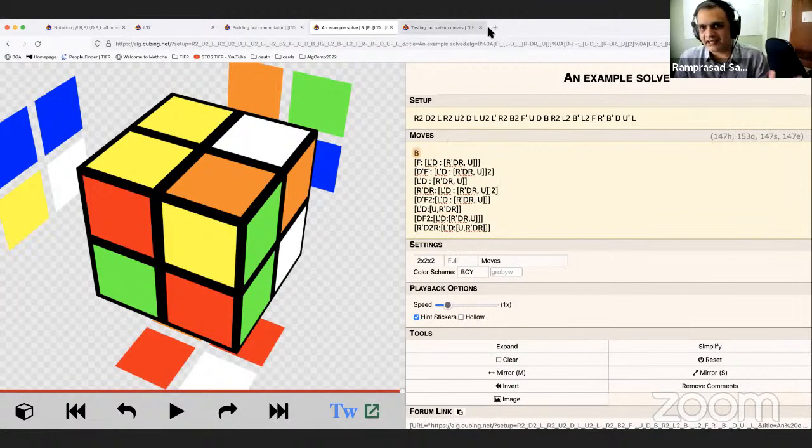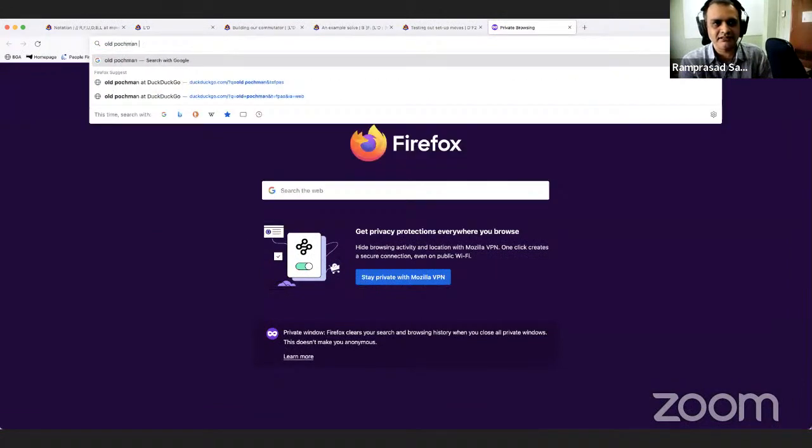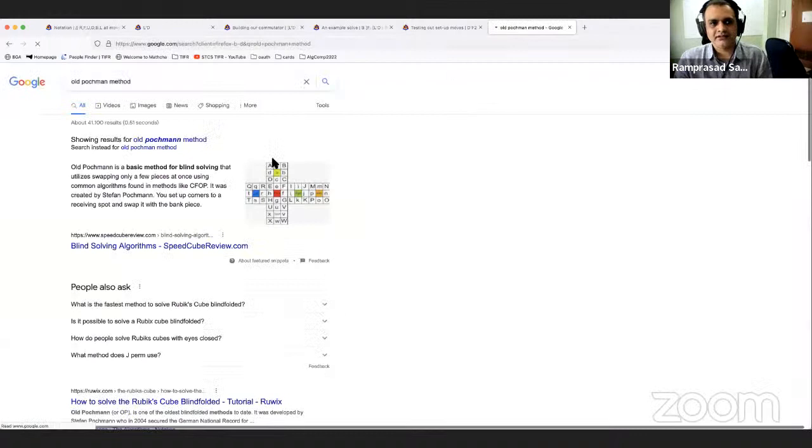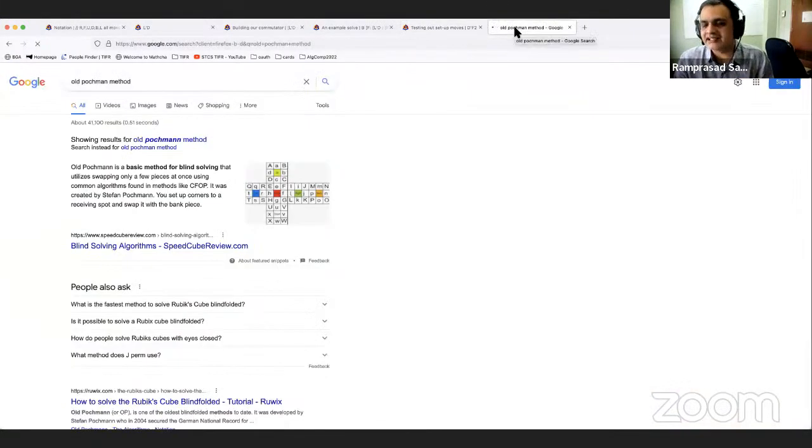And by the way, everything that I have said so far, there is a standard blindfold solve method called the old Pochmann method. It's a basic method for solving a cube blind, which uses a slightly different algorithm. It doesn't use the 3-cycle that we are using. It uses a different algorithm, but the technique is the same.